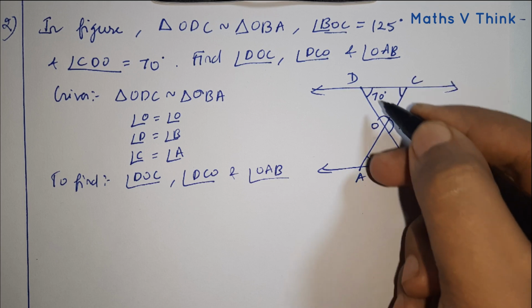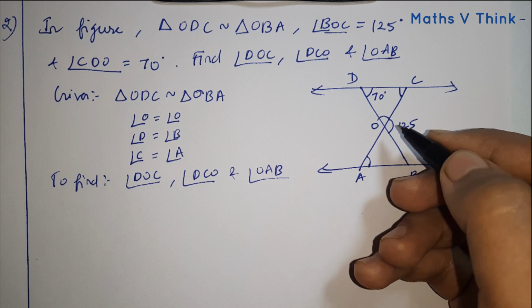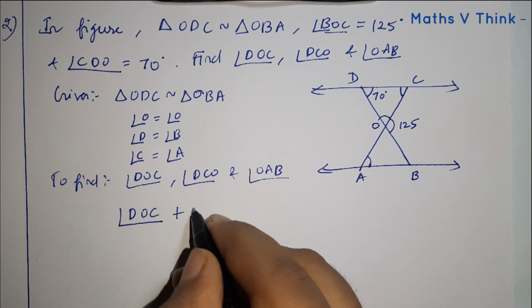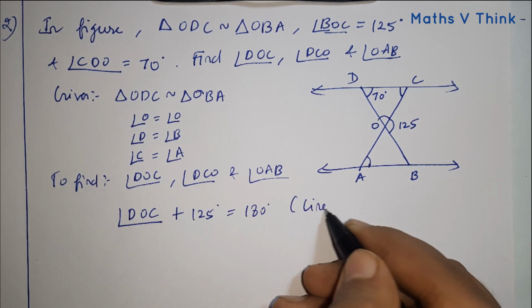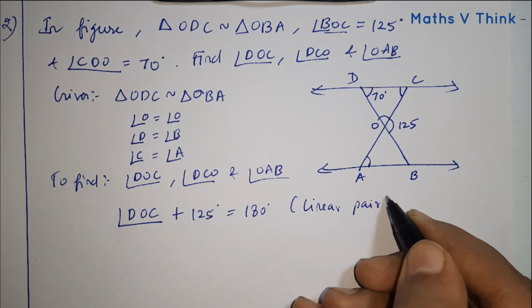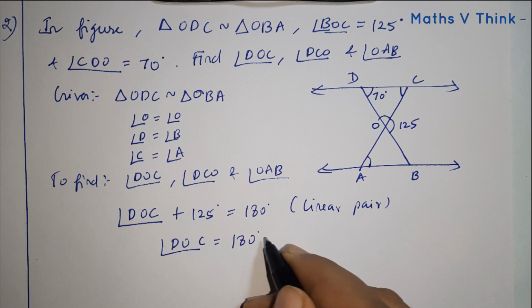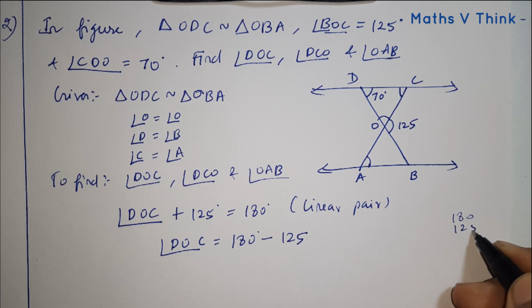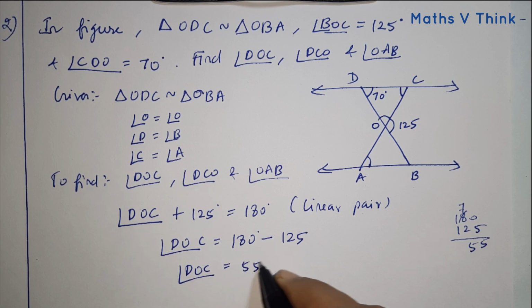To find this angle, can I see this is a straight line? So by linear pair, can I find this angle? So angle DOC plus 125 is equal to 180 degree by linear pair. So angle DOC is equal to 180 minus 125. It is 55. So DOC is equal to 55.